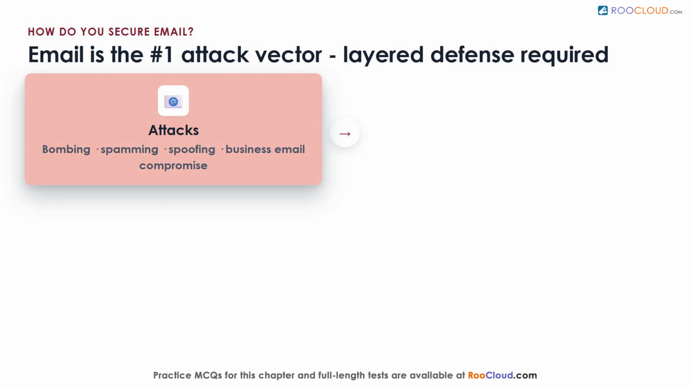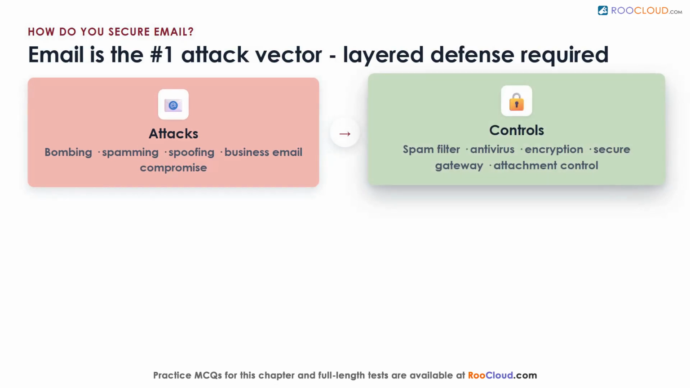How do you defend email? With layered controls. Spam filters and antivirus screening. Email encryption so intercepted messages stay unreadable. A secure email gateway to filter unwanted traffic, and attachment control so users see file types before opening. Several standards add signatures and encryption to email itself. Finally, the auditor's checklist.